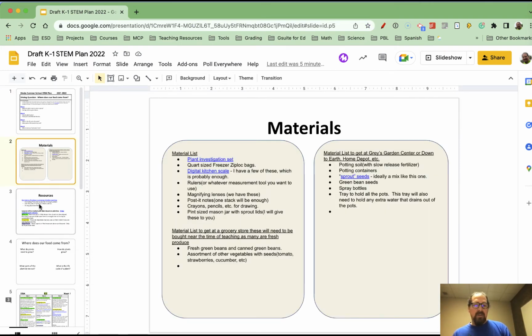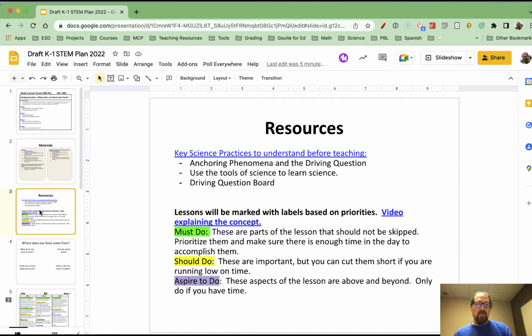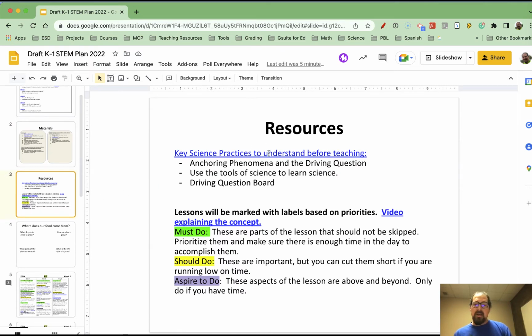There is a materials list here. Hopefully you have all that stuff ready for you. Please look through the resources here, especially the key science practices. It's really important that you understand the modalities of all this. So please take a look at that. The must, should, and aspire to do, there's a video explaining what that all means as well.